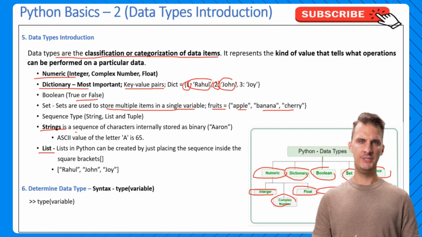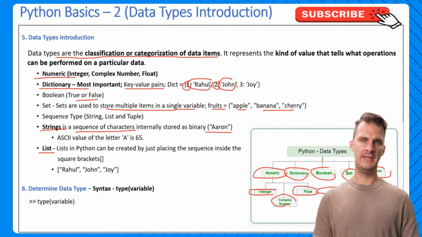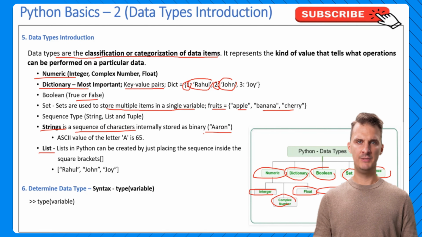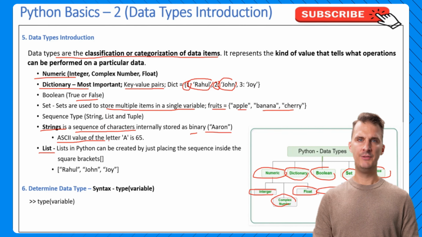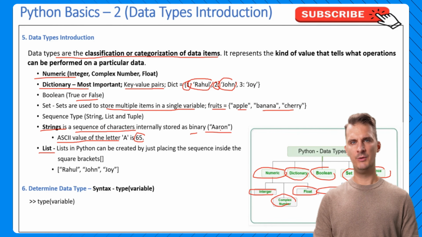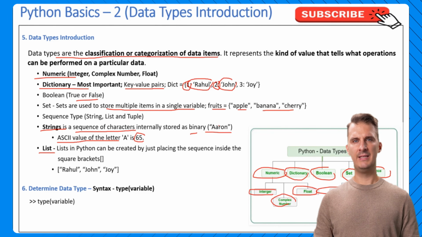So a string is basically just a sequence of characters, like the name Aaron. What happens is that at the backend it's stored not as a character but as a certain numeric binary value. So in ASCII the value for the letter A is 65. Similarly, for each letter in each language's alphabet you have some numeric value, and that's how it's stored.